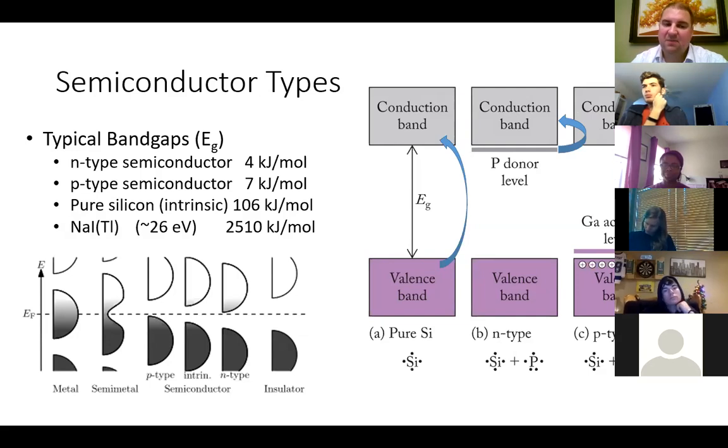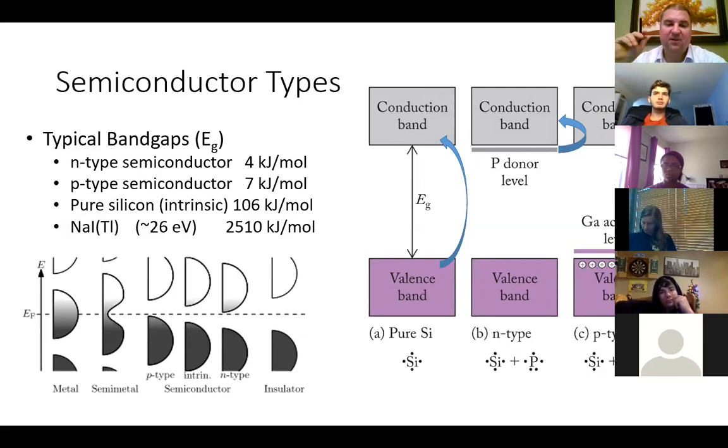A P-type semiconductor or a P-type dopant is going to have holes. It's going to have missing electrons. It's going to be electron poor, and it's going to create acceptor levels that are closer to the valence band. Okay, so we see typical band gaps here on this slide. I'm giving them to you in kilojoules per mole, because this is how we might think about the solid material. Later on, I'm going to give them to you in electron volts, because that's going to matter for being able to detect radiation. Okay.